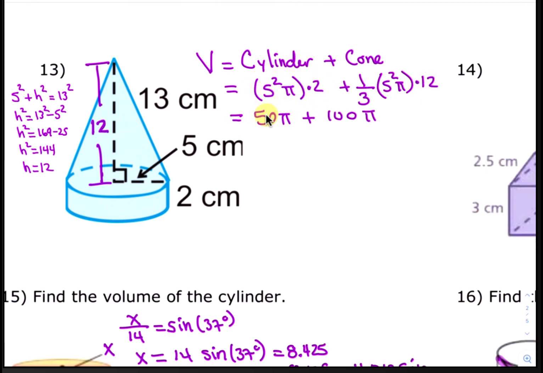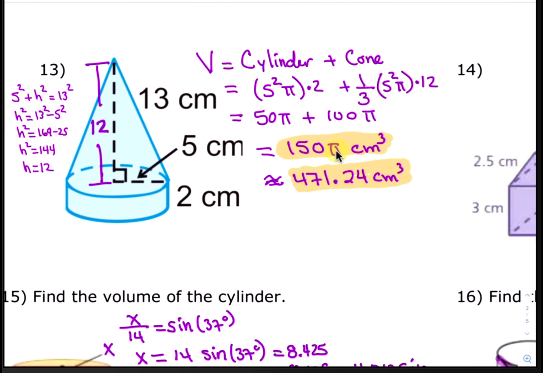The cylinder comes out to be 50 pi, and the cone, when we multiply all of this out, comes out to be 100 pi. 50 plus 100 is 150 pi, and that would be an acceptable answer. If we want to include pi in the calculation, it's 471.24 cubic centimeters.